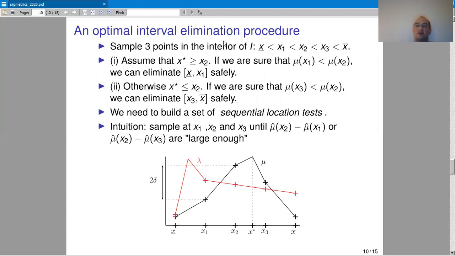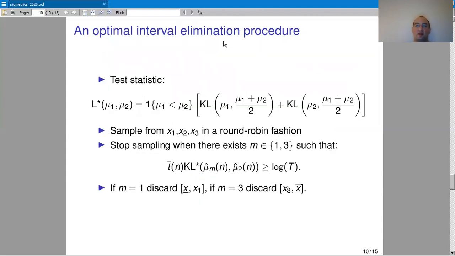The question is, how much should we actually sample? When should we decide that enough statistical information has been acquired in order to stop sampling and advance? Well, the test we propose is based on the following statistic. We call it the KL star function. So what is the KL star function?